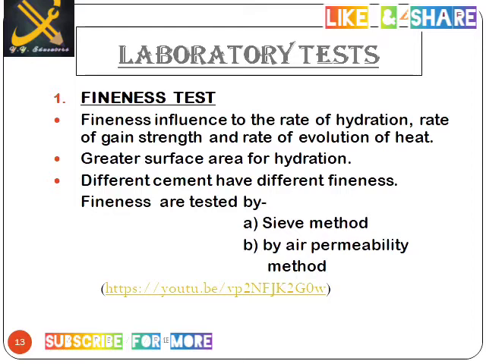Different cements have different fineness. Fineness is tested by the sieve method and by the air permeability method. There are two methods to find out the fineness of cement: the sieve method and the air permeability method.